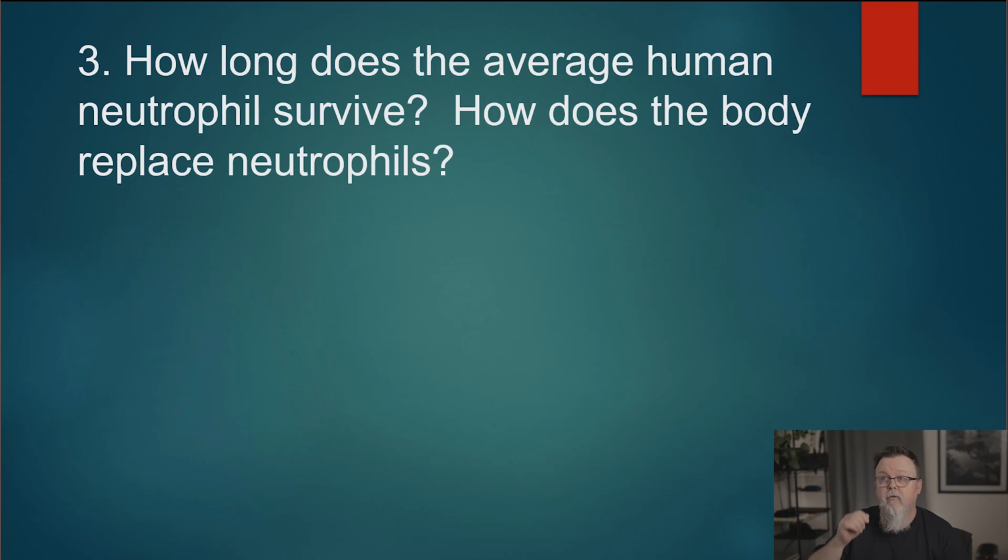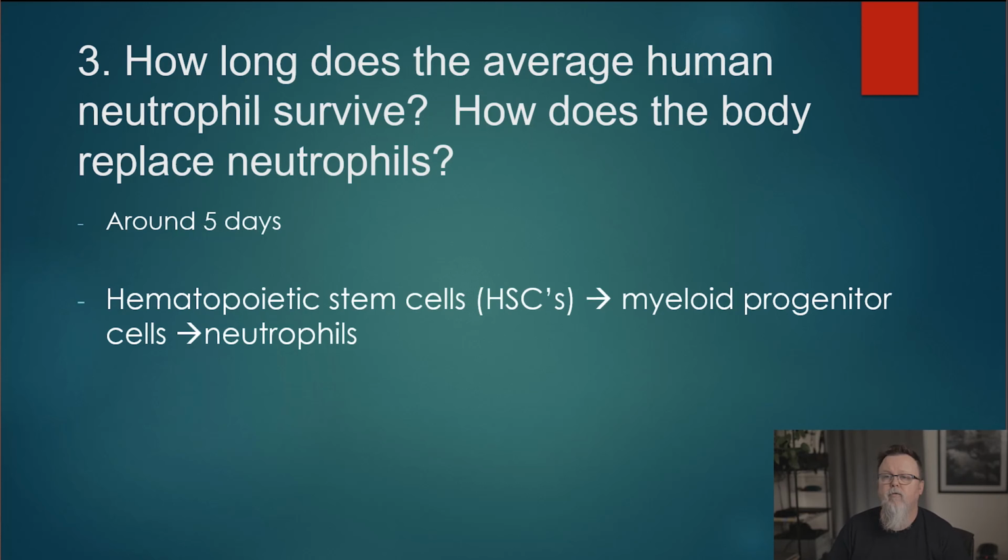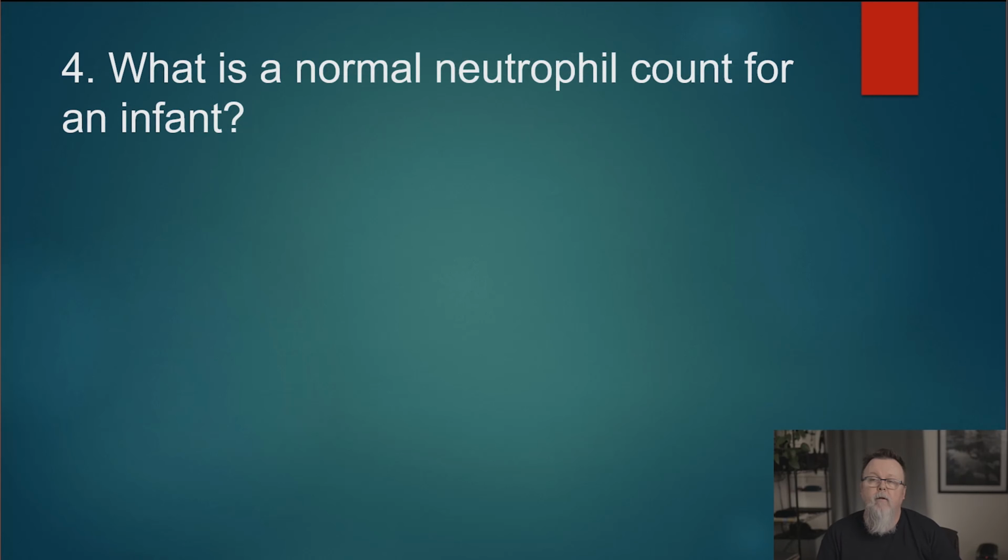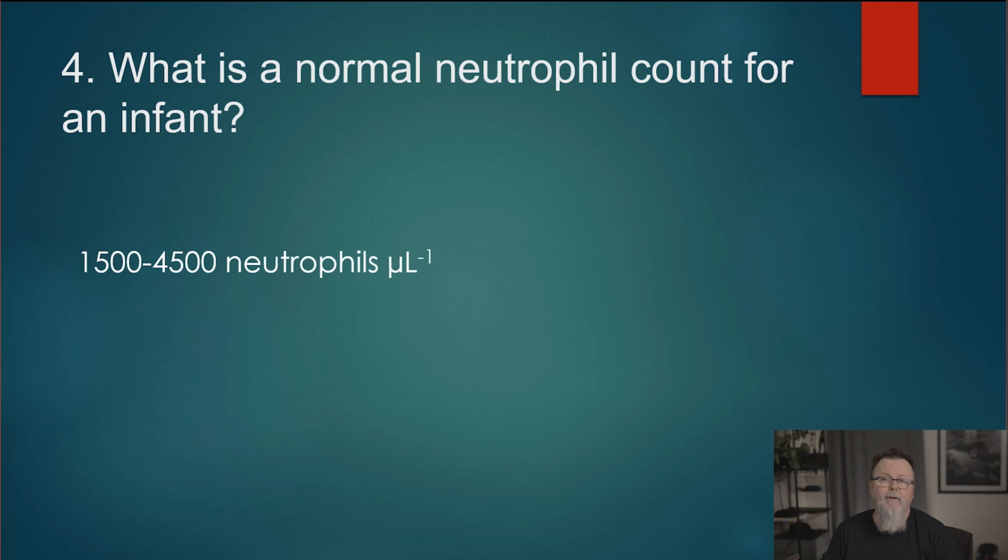So how long does the average human neutrophil survive? It's around 5 days. And how does the body replace neutrophils? Neutrophils are derived from myeloid progenitor cells, which come from hematopoietic stem cells. And a normal neutrophil count for an infant would be around 1,500 to 4,500 neutrophils per microliter.